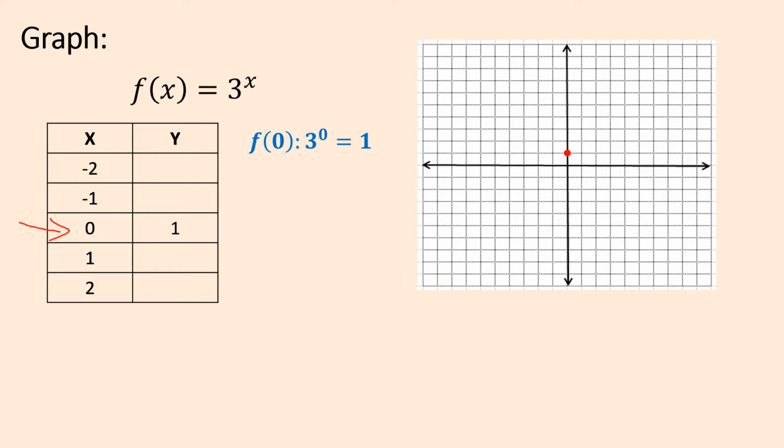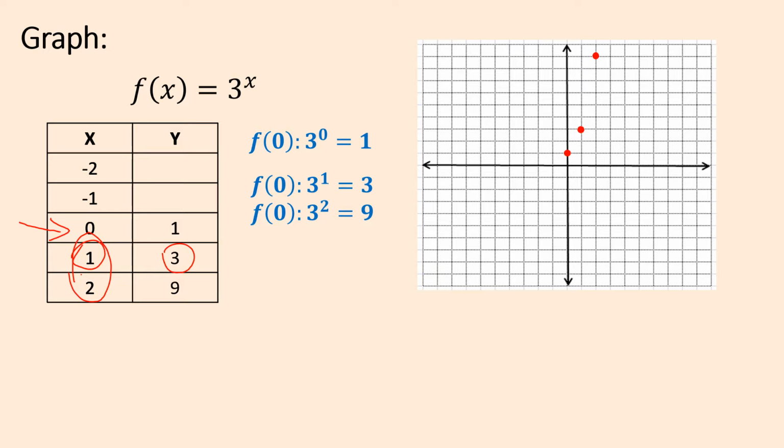All right, let's do the positive numbers next. So we're going to plug both of these in. 3 to the first is 3. 3 to the second, or 3 squared, is 9. So that would give us these next 2 points. Okay, so the point 1, 3. Plugged in a 1, we got a 3. Plug in a 2, we get a 9.